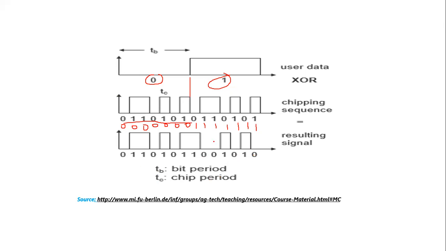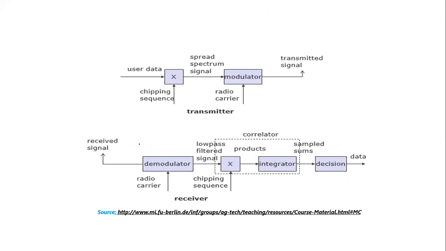So this is the resulting signal that you are getting, which is spread, because this signal is just this. This is spread, and here the spreading factor is 7. This spread signal will be transmitted, and then it will be received by the receiver. So let us try to understand how this spread signal is transmitted and then how it is received by the receiver.